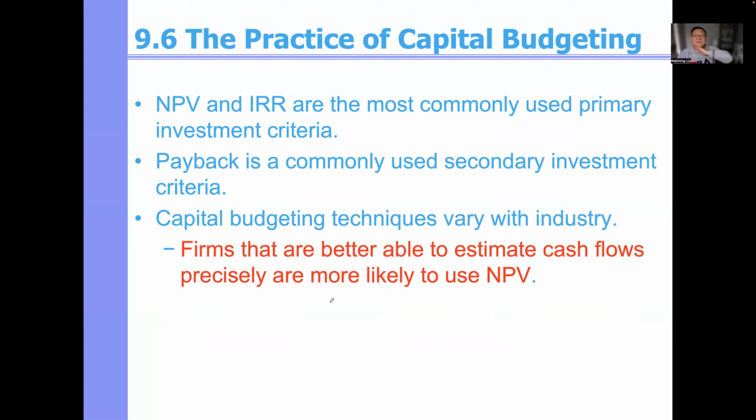The practice of capital budgeting. Basically, net present value and IRR are the most commonly used primary investment criteria. The payback is also commonly used, but is considered a secondary investment criterion. Okay, capital budgeting techniques differ with each industry.